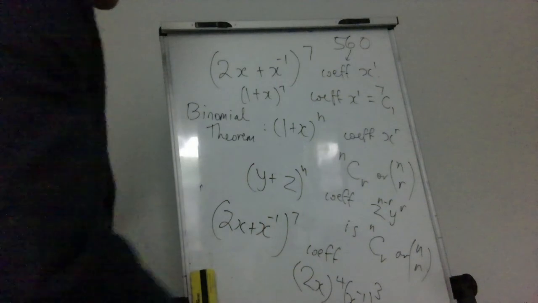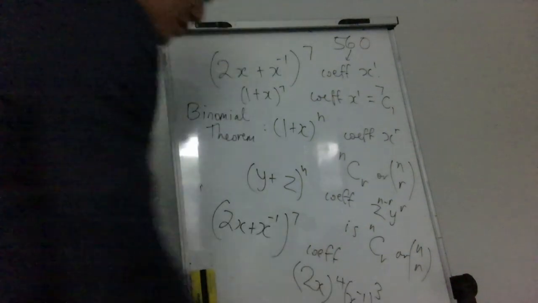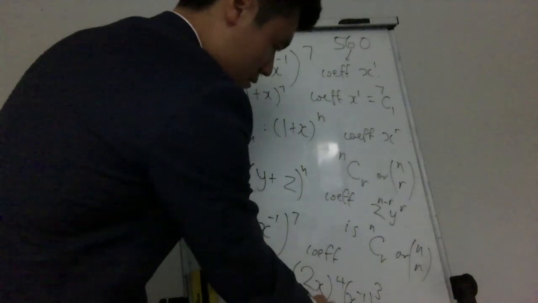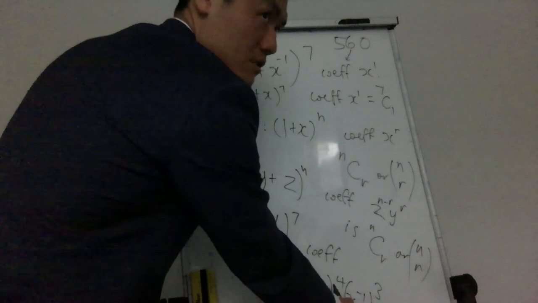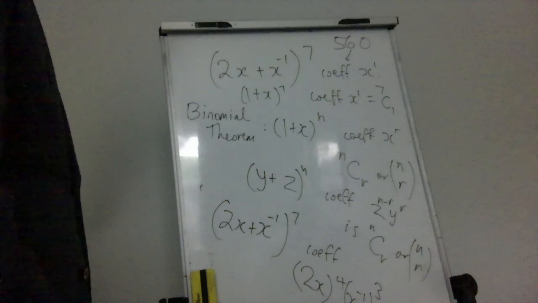What if you flip them? Yeah, so if you flip the numbers around. You mean if you put 4 here and 3 here? Yeah. Then you get x to the 3 times x to the minus 4. Then you get x to the minus 1. Yeah, true. Good point. Okay.